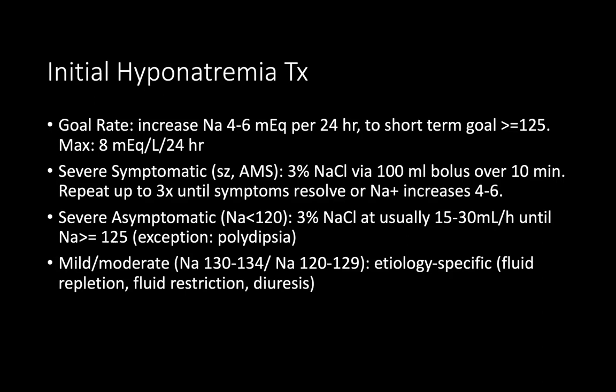And then you have mild to moderate hyponatremia. So mild being 130 to 134, moderate being 120 to 129. You kind of want to treat these patients on an etiology-specific basis. Some may need fluid repletion, some may need fluid restriction, some may need diuresis, depending upon what the etiology of the hyponatremia is. And really, fluid restriction is the mainstay of hyponatremia treatment generally. So you'll probably be doing that for most of your hyponatremic patients.